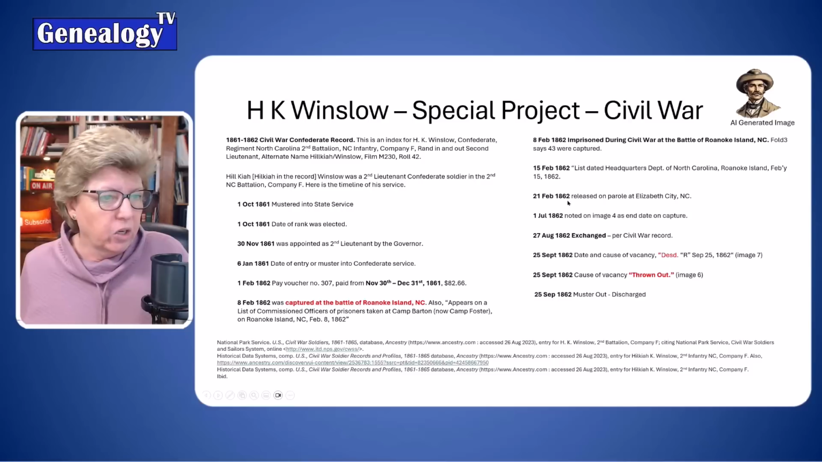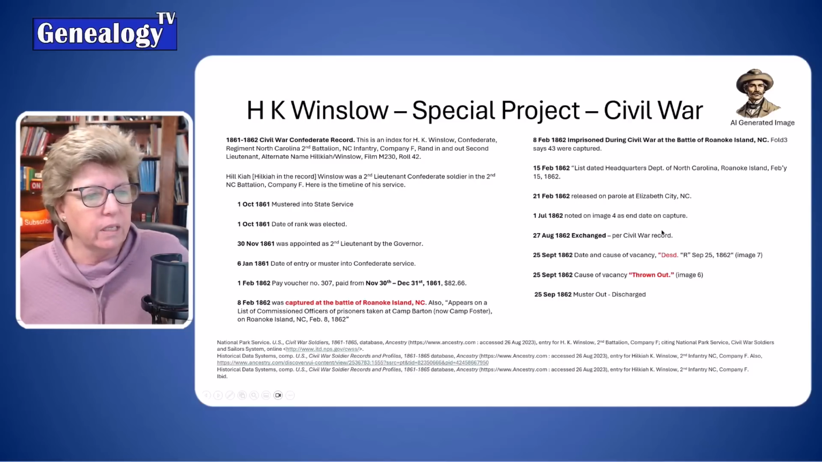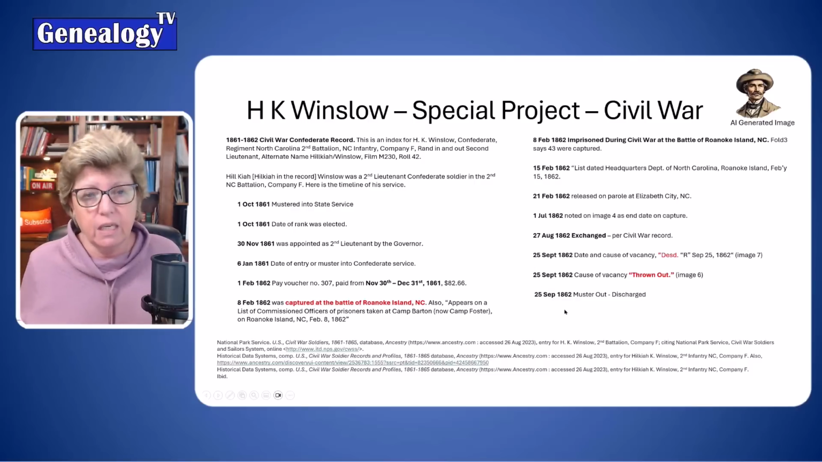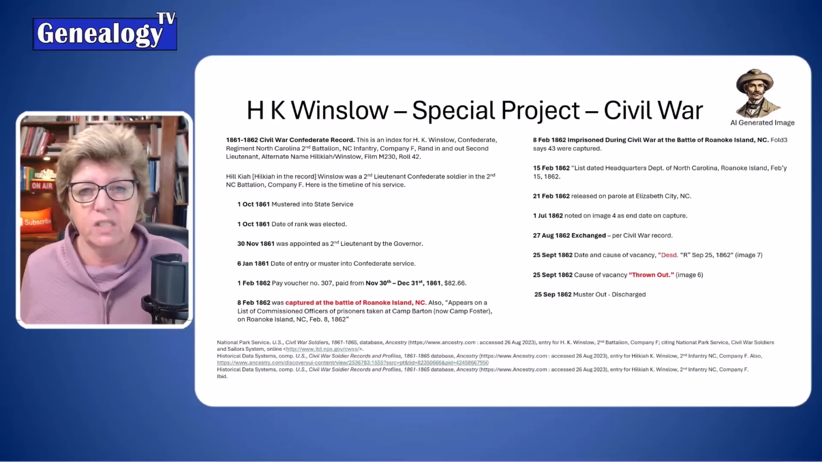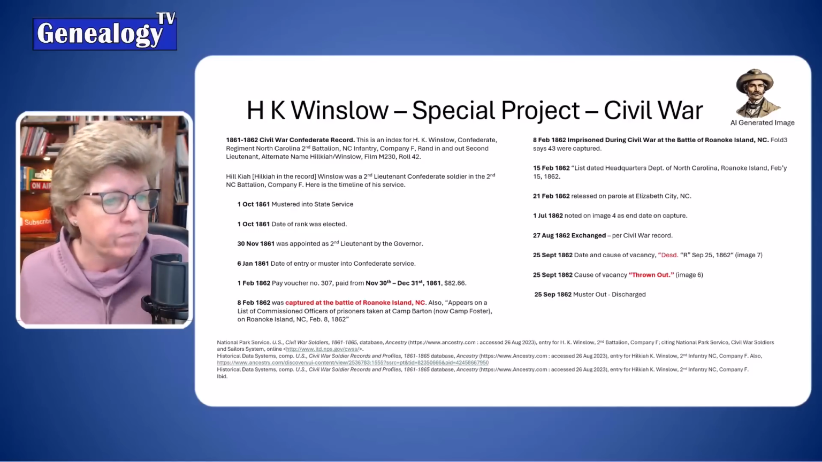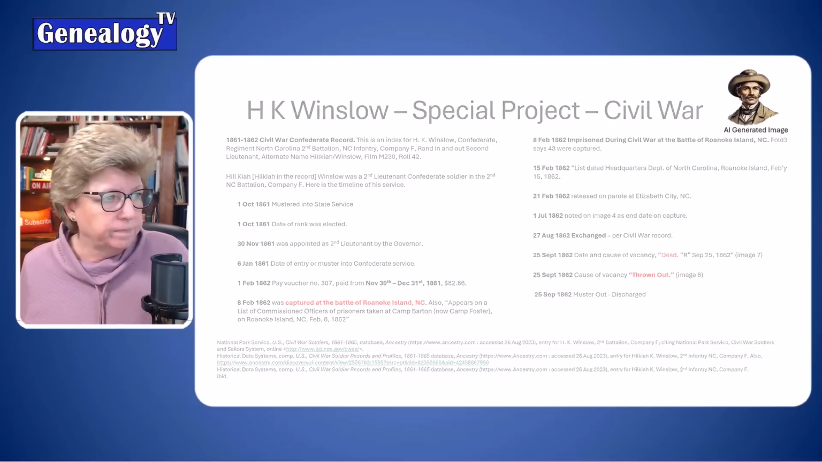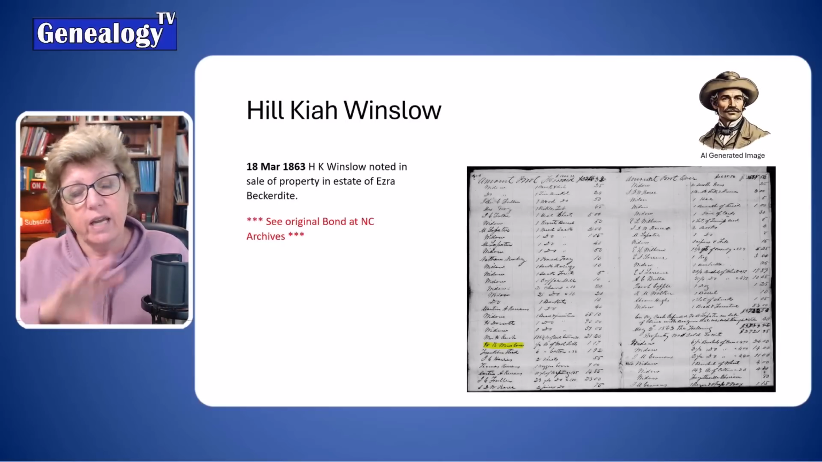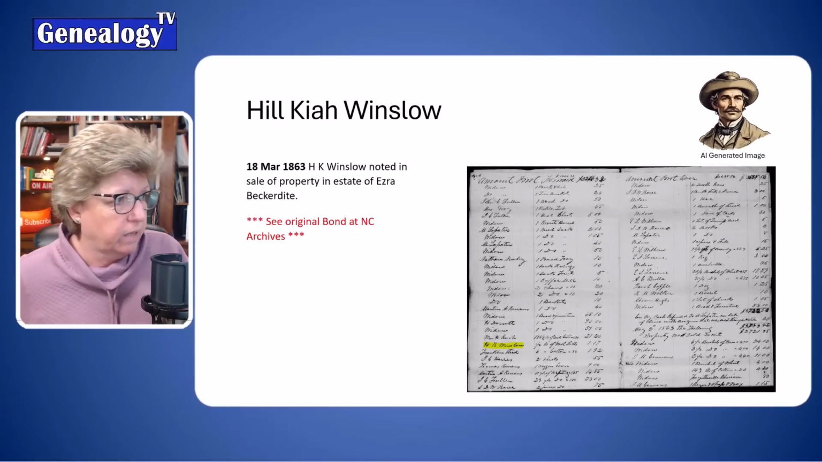And by the way, earlier he had been paroled in, what do they call it? A prisoner exchange. And so he is then mustered out on the same day, 25th of September, 1862. So I think he got tossed out for disobedience or something. I'm not sure. So long story short, he is out of the service. And so I had this whole little special project set aside for him.